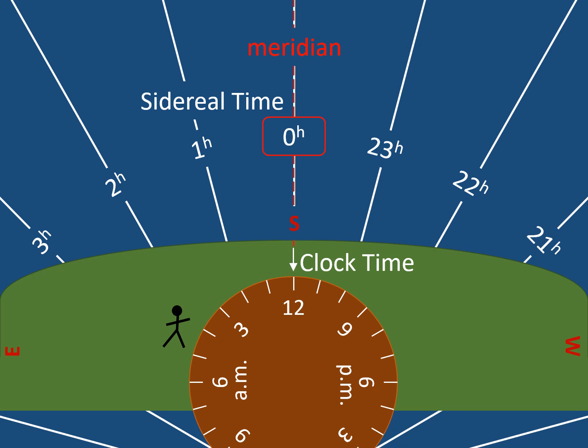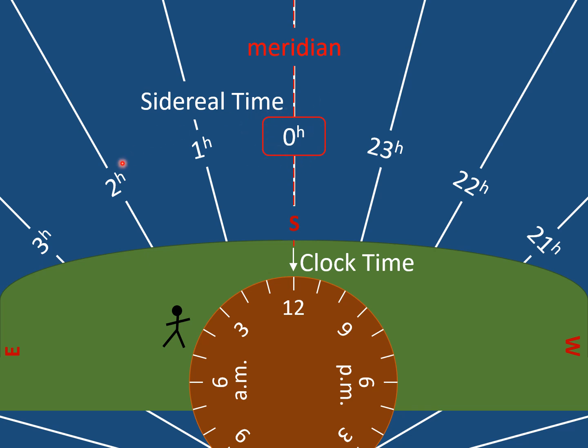And before I animate it, let me point out a couple of things. So here you are, you're out in the yard, here's south on the horizon, and you happen to have a clock. Clock time is going to be indicated by this little arrow, the little white arrow. And then here's your meridian, the red line. And sidereal time is just whatever is in that little box.